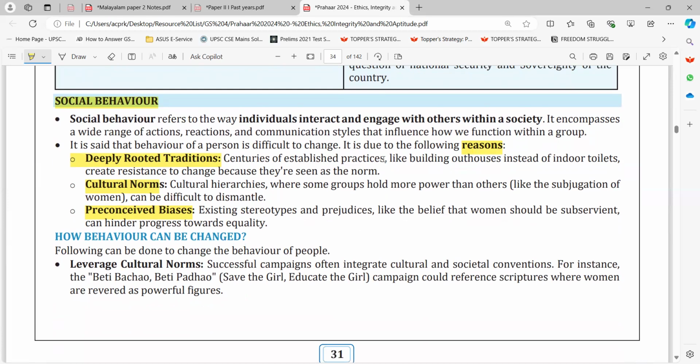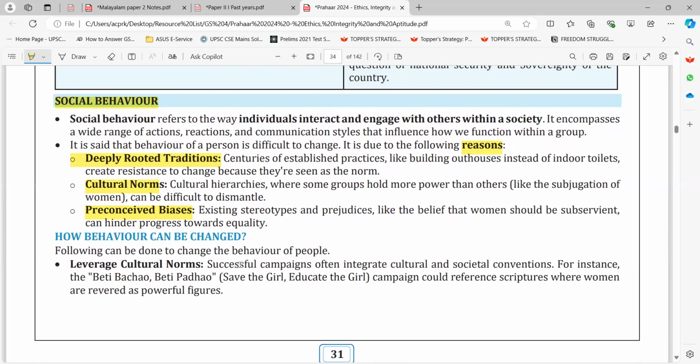Deeply rooted traditions: centuries of established practices like building outhouses instead of indoor toilets create resistance to change because they are seen as the norm. Cultural norms: cultural hierarchies, where some groups hold more power than others, like the subjugation of women, can be difficult to dismantle. Preconceived biases: existing stereotypes and prejudices, like the belief that women should be subservient, can hinder progress towards equality.